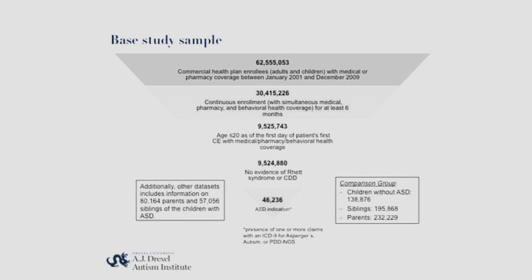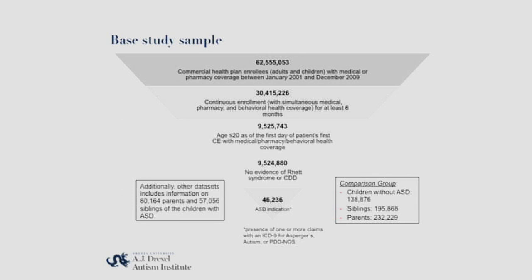Then we isolated to children identified for this study as under 21, and that got us down to around 9 million. Then from that, we eliminated the individuals who had Rett's or CDD, and then looked from what was left, the 9 million or so, for an indication of ASD, which at the first cut was the presence of just any claim with an ASD ICD-9 code. And from that, we were able to assemble a group of 46,000 children with ASD, so an exceedingly large sample size.